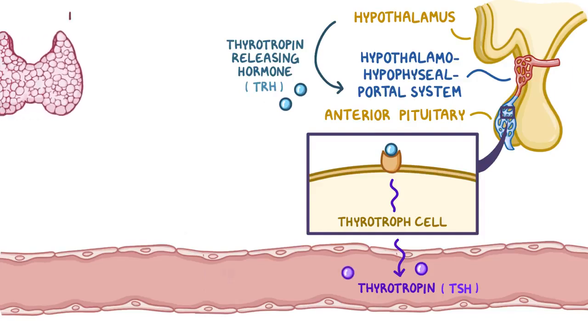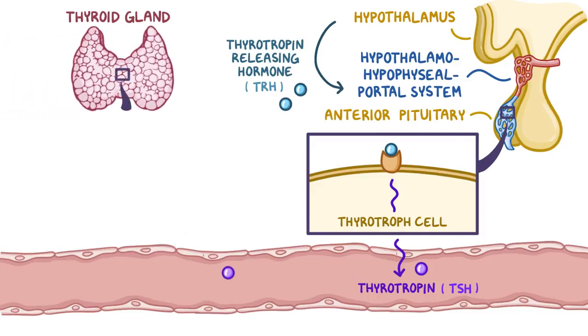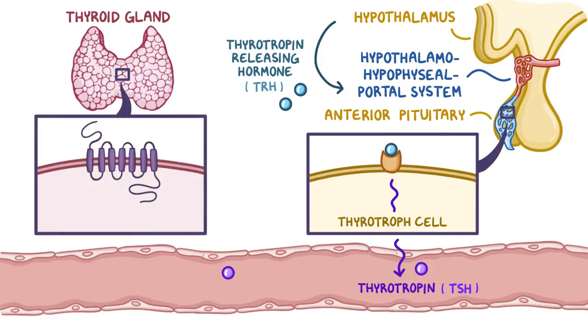TSH then travels to the thyroid gland and binds to the TSH receptors located in the membrane of the follicular cells of the thyroid gland. The TSH receptor is a 7-pass transmembrane receptor, meaning that it's a really long protein that has one end that sits outside the cell and binds TSH. Then, the snake-like protein dips in and out of the cell membrane 7 times, and finally it ends on the inside of the cell. The end of the protein within the cell activates intracellular proteins.